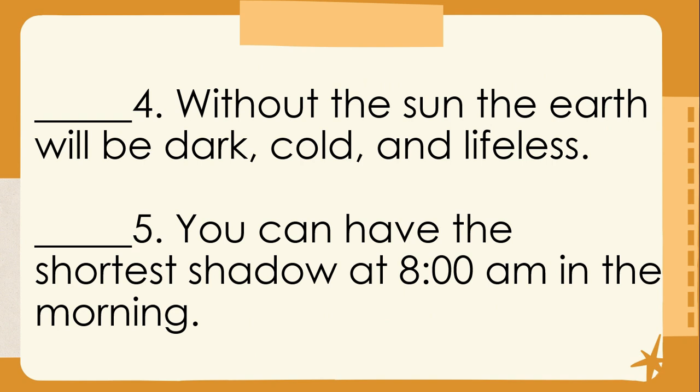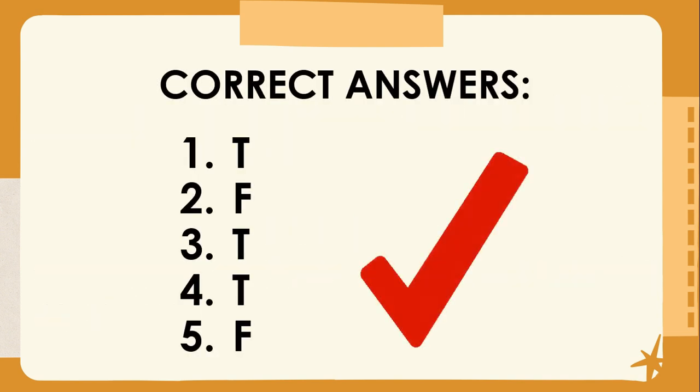5. You can have the shortest shadow at 8 a.m. in the morning. Here are the correct answers. 1, T, 2, F, 3, T, 4, T, and number 5 is F.